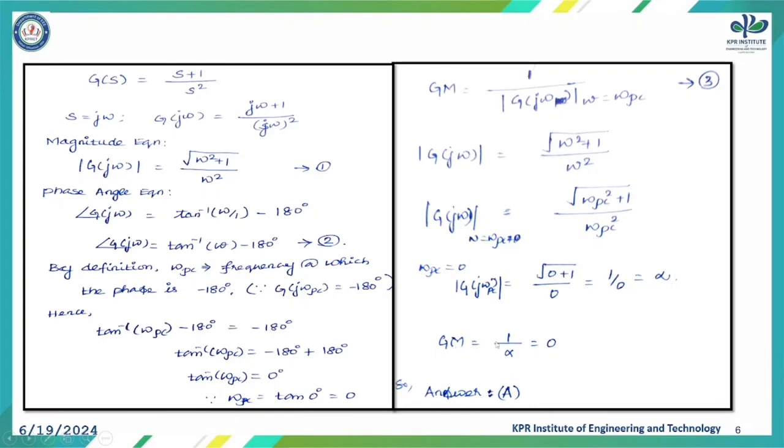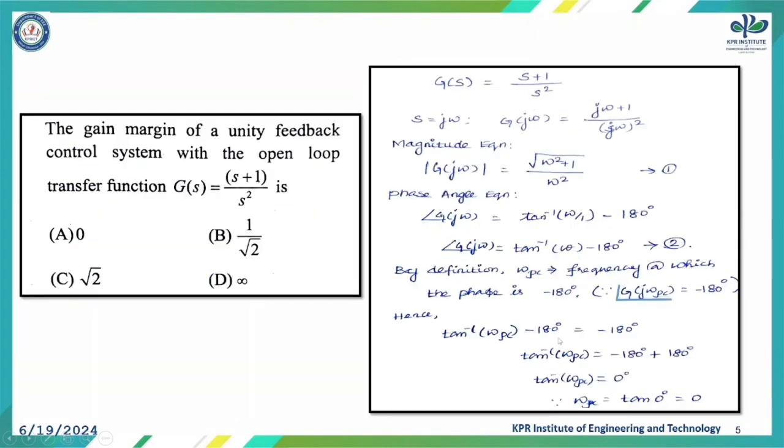Then gain margin is equal to 1 by the magnitude of G of j omega at omega equal to omega pc. We got G of j omega at omega equal to omega pc is equal to infinity. Hence 1 by infinity is equal to 0. So option A is the correct answer. A is equal to 0.